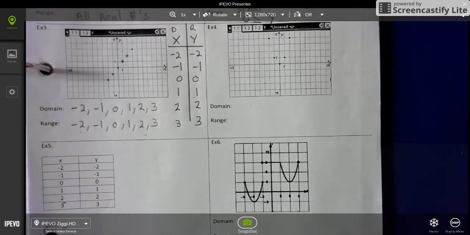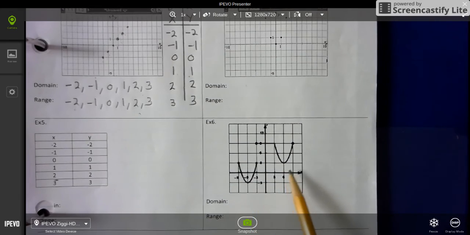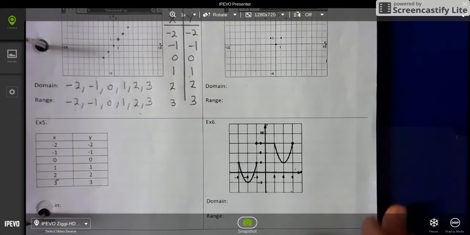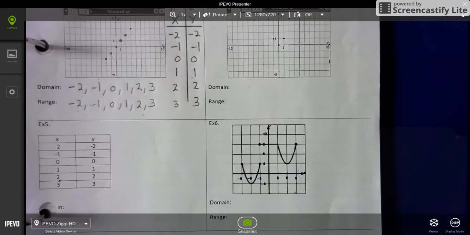And example 6, I want you to think about, because it's really complicated, but I want you to think if you can do the domain and range for example 6. Okay, that concludes the examples and the notes for domain and range.